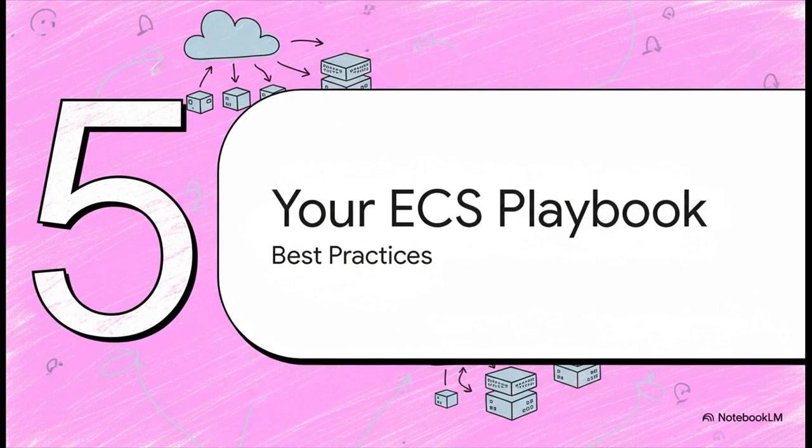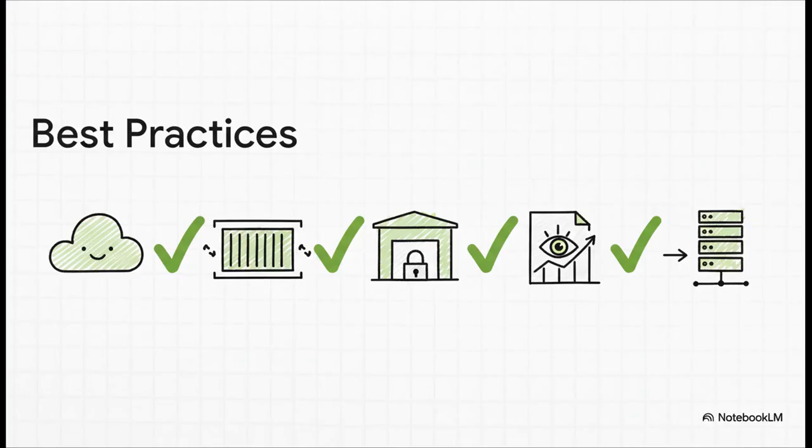So let's wrap this all up with a super clear playbook. If you're going to walk away with anything, these are the most important takeaways and best practices to get you started with ECS on the right foot. First off, just default to Fargate. Seriously. Unless you have a really good reason not to, it'll make your life easier. Second, always define CPU and memory limits for your containers. This is so critical for stability.